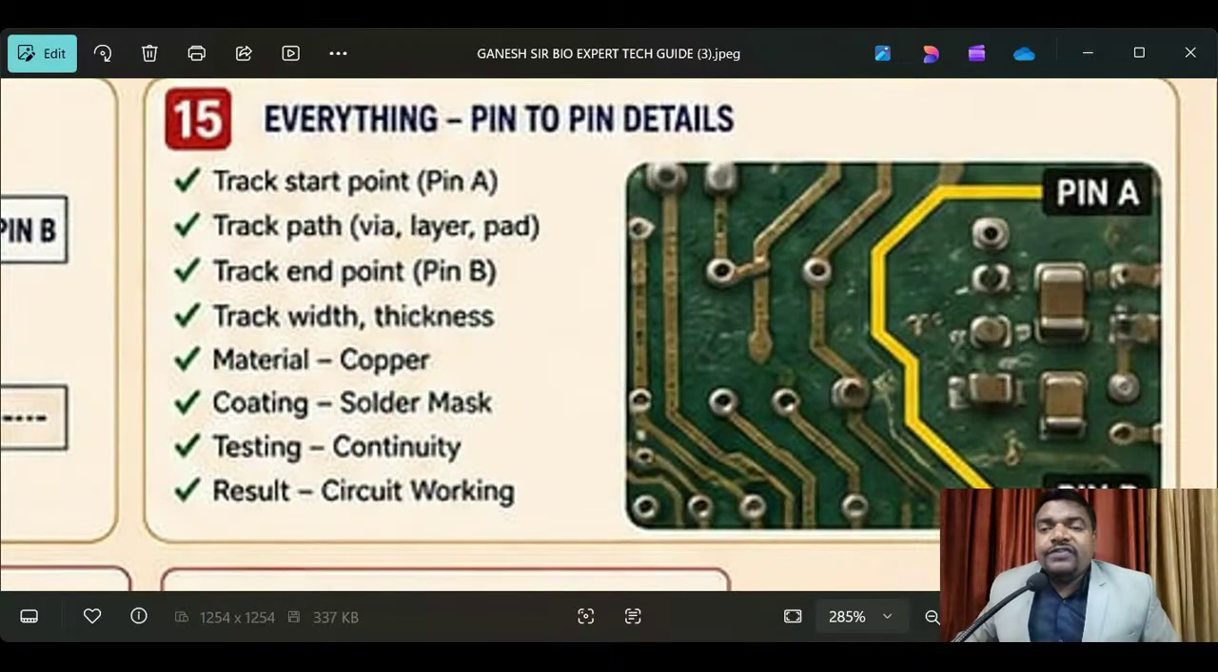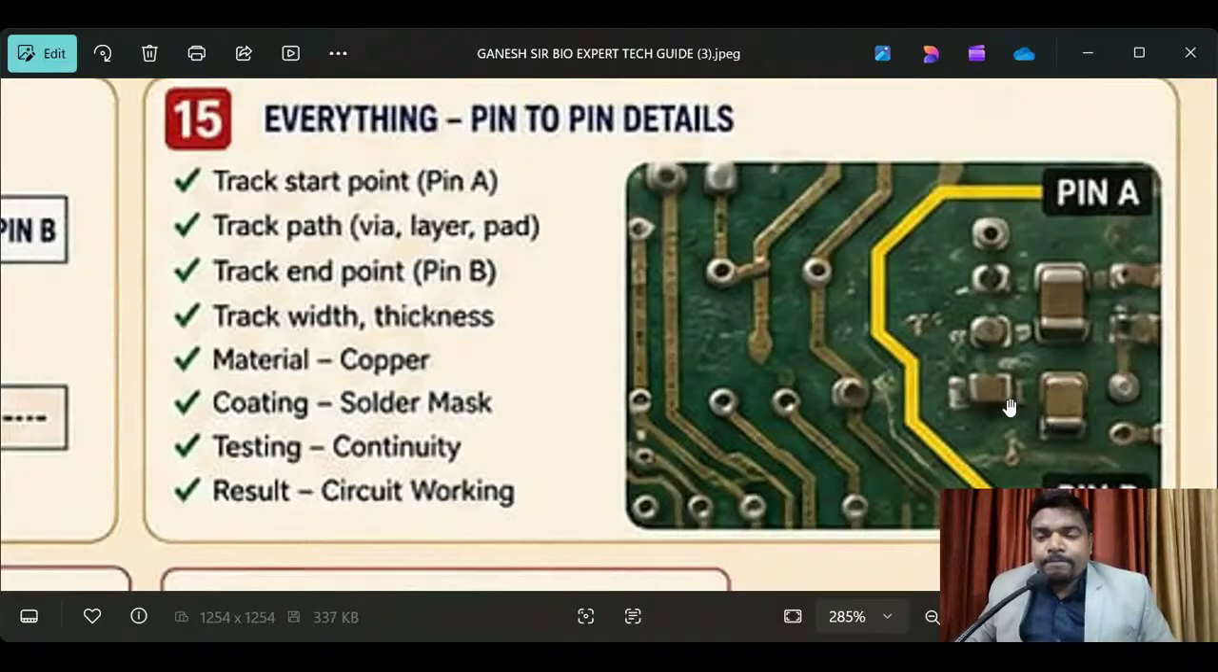Now come here, 15th point. Now we are discussing in this topic the PCB trace procedure's purpose, and I'm giving pin to pin points. Step one, step two, everything, pin to pin information I'm going to give you, which gives clarity about your life, right? Yes, come on. Now come to the point. Everything, pin to pin details, I'm going to show you.